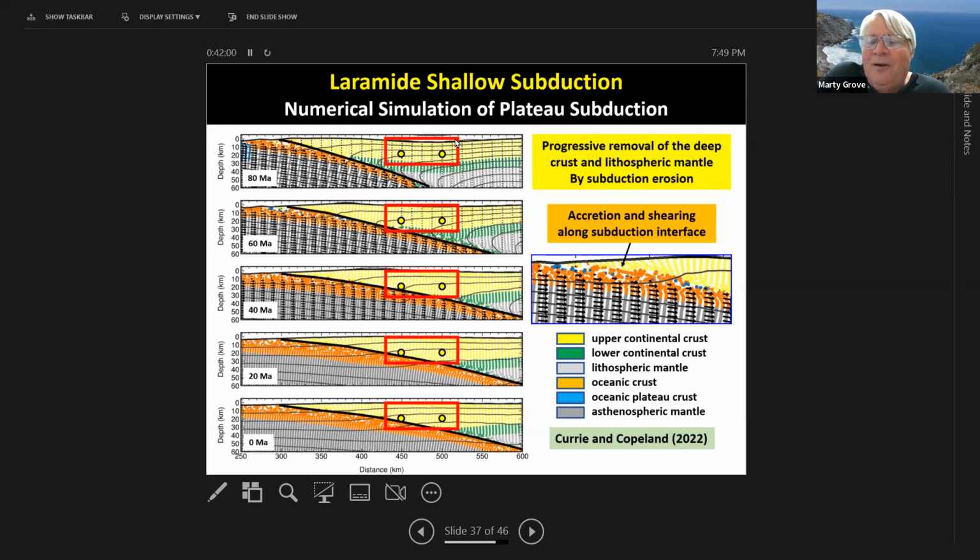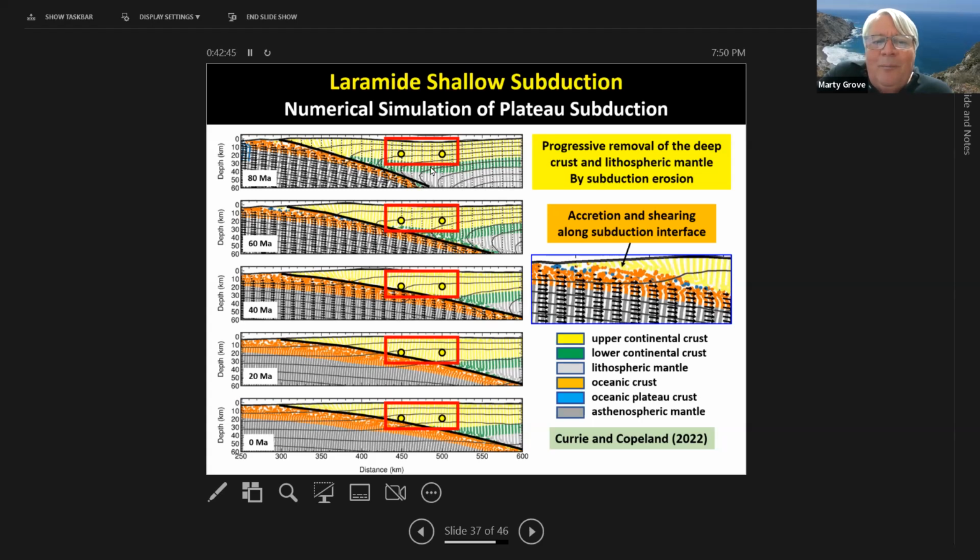I'm representing the Sierra Nevada batholith in a crude way by this red rectangle. And these two yellow circles are separated by 50 kilometers. And so at 80 million years, both of these are 10 to 30 kilometers above the subduction zone. At 60 million years, well, let me explain a little bit more. The upper crust right in here is represented by yellow. The lower crust is represented by green, and lithospheric mantle is represented by light gray.